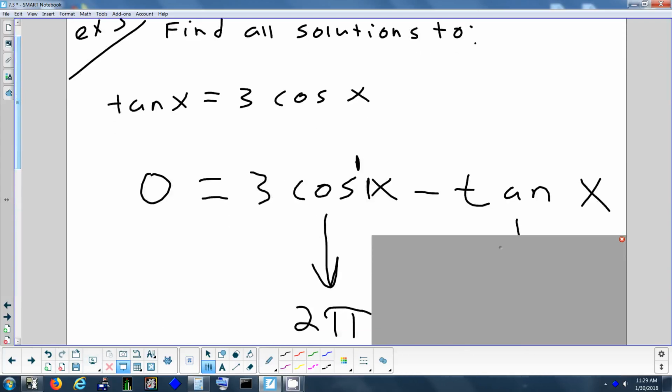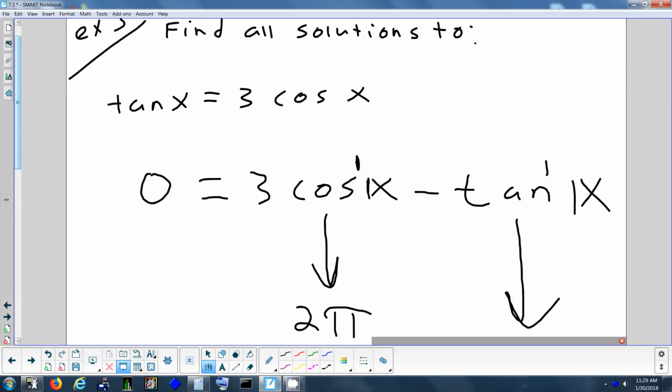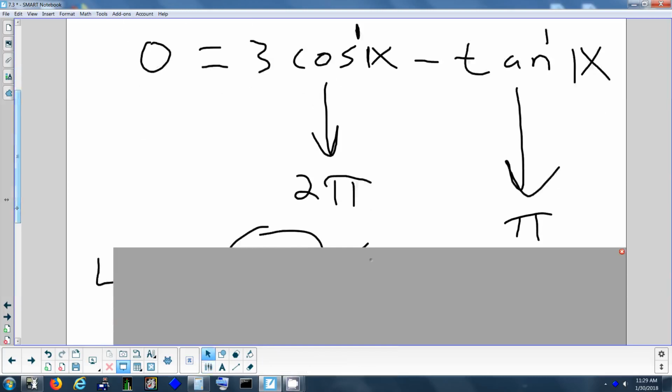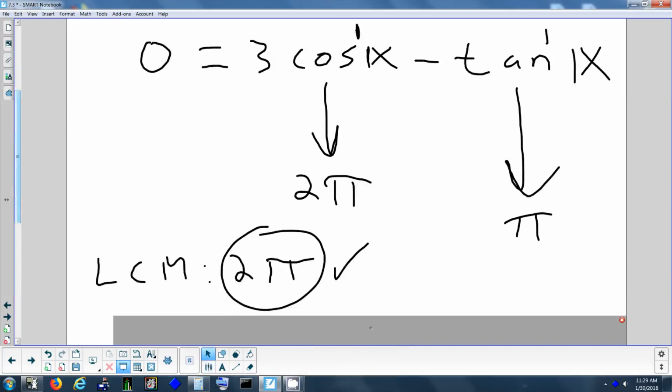Okay, so that's the first one. How about tangent x? Pi. Again, look up your formula. It's tangent to an odd power. That's pi over b is the calculation, and b is 1. So, same thing we had last time. What's the least common multiple of 2 pi and pi? 2 pi. So that means whatever answers you find in this problem, they are going to repeat every 2 pi units.